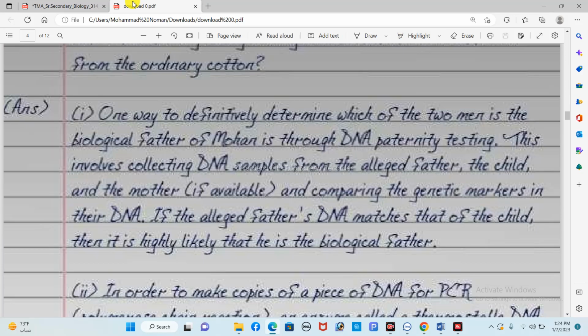The way to definitely determine which of the two men is the biological father of Mohan is through DNA paternity testing. This involves collecting DNA samples from the alleged father, the child, and the mother, if available, and comparing the genetic markers in their DNA. If the alleged father's DNA matches that of the child, then it is highly likely that he is the biological father.